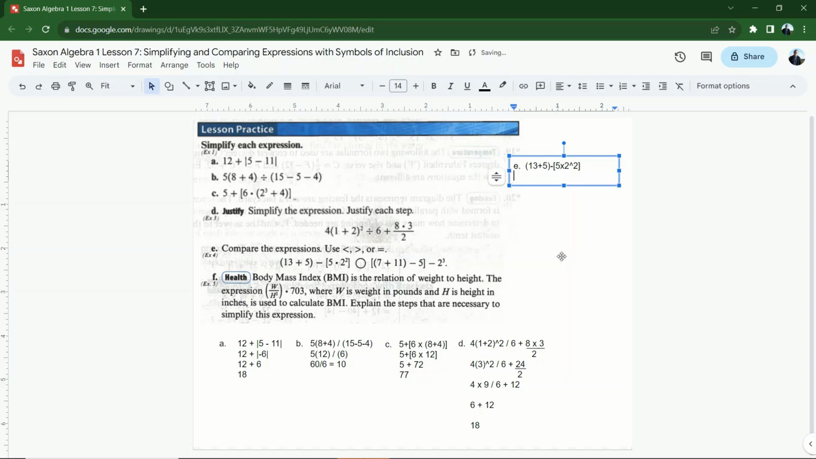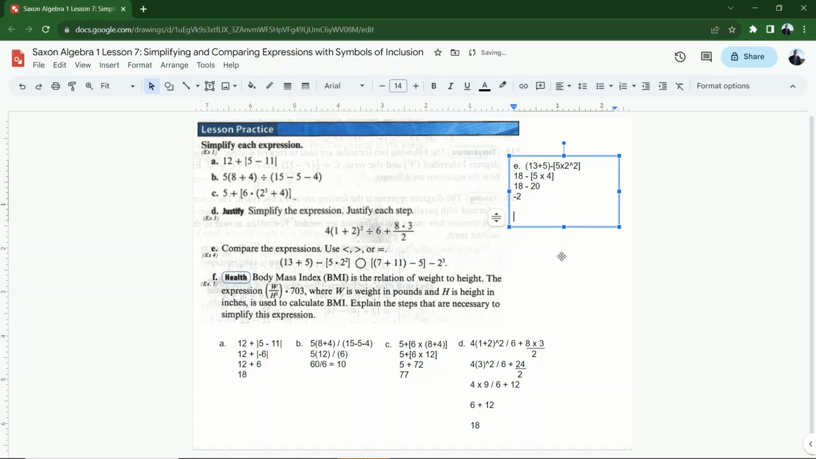So let's see. I have to do what's in the inclusion symbols first. So 13 plus 5 is 18 minus, and then 5 times 2 squared. Well, I can't do 5 times 2 until I do exponents. Exponents come first. 2 squared is 4, so it's going to be minus 5 times 4. And then I can simplify that by doing what's in the inclusion symbols next. 18 minus 20. My answer is negative 2. So the answer to the left side of this is negative 2.